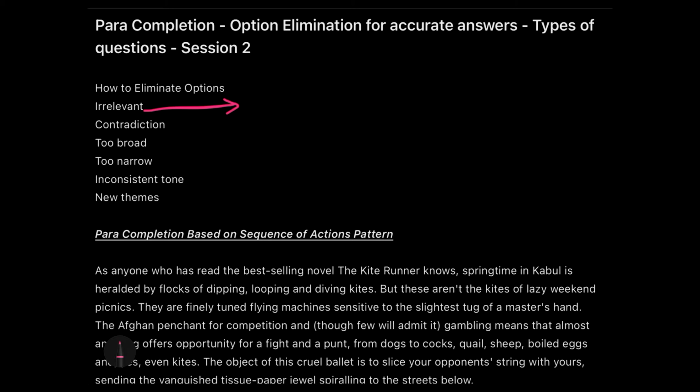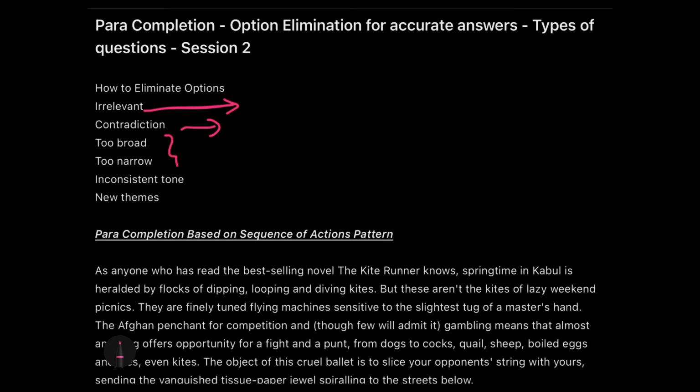Next comes the reason of contradiction. There are some answer options where the last line disapproves of everything mentioned in the paragraph above. Whenever this happens, you know that this is not the answer. If the author is continuously talking about the uses of a particular thing and the conclusion line, or the last line in the answer option, is talking about its opposite, then of course it is a contradiction, not our answer.